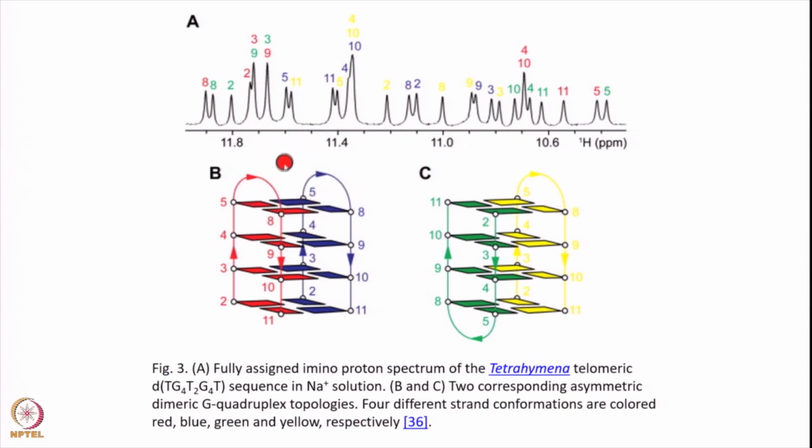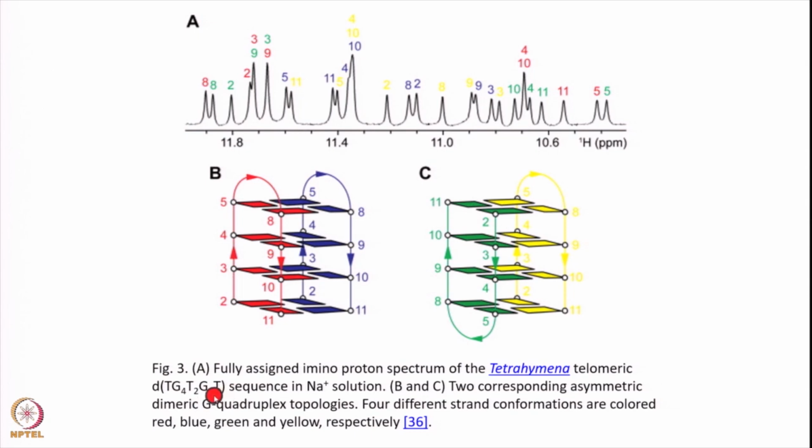There is a certain symmetry here, and you will establish the connections from the base NOEs here, and the sequence that is given here is TG4T. These are the 4 G's which are forming the quadruplexes here. So these are 2, 3, 4, 5, then you have 8, 9, 10, 11, because you see then you have the T2 here, and T2 is in the loop.